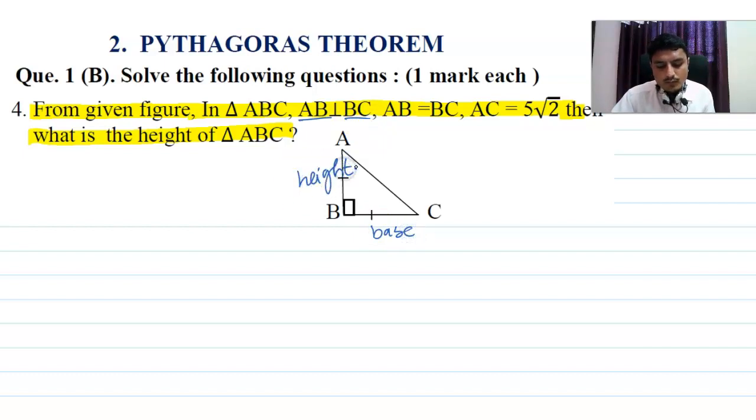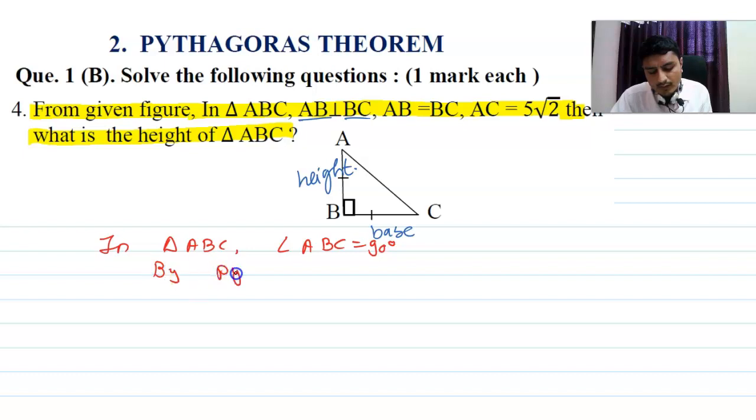Here height equals base. In the given triangle ABC, we have angle ABC equal to 90 degrees. That means the given triangle is a right angle triangle. Each right angle triangle should satisfy the Pythagoras theorem. As per the Pythagoras theorem, for the given triangle ABC, we have hypotenuse square equals the sum of squares of the remaining two sides. That means we have AB square plus BC square.